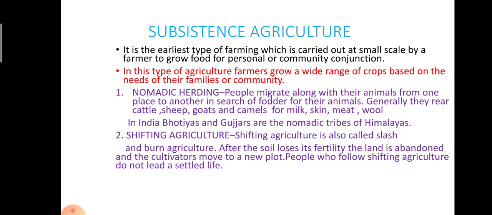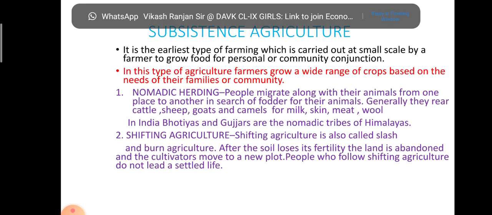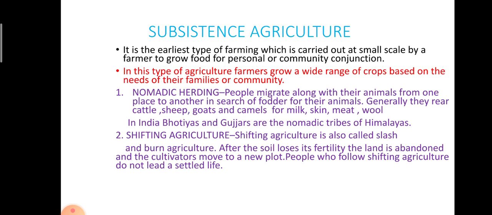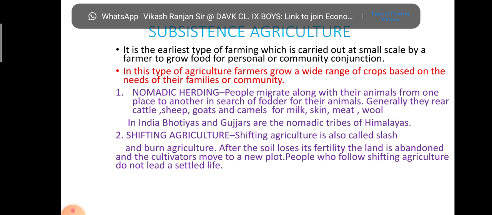They rear cattle, sheep, goats, camels and yaks for milk, skin, meat and wool. It is common in parts of Central and Western Asia, East and Southwest Africa and Northern Eurasia. In India, Bhutias and Gujjars are the nomadic tribes of the Himalayas.